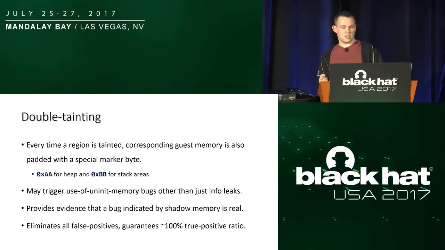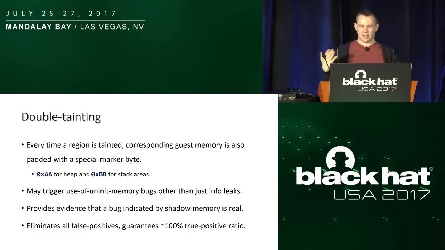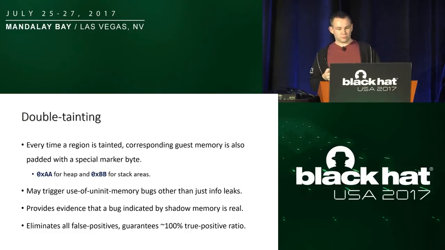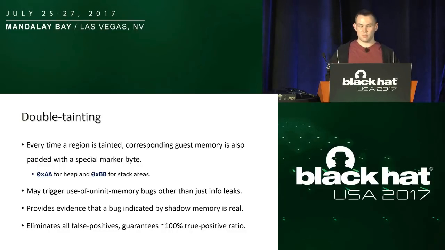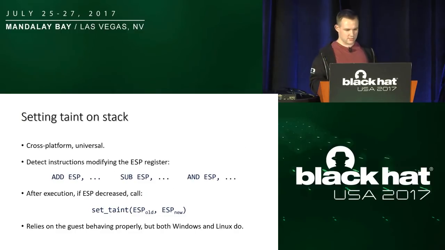This is used mostly, first of all, in order to eliminate all false positives, because now we have the guarantee that if shadow memory indicates that there is a bug, we can also refer to the actual guest memory and see if these original marker bytes are still these values of AA or BB. It can also trigger some use of uninitialized memory bugs that are not just infoleaks, but also other bugs.